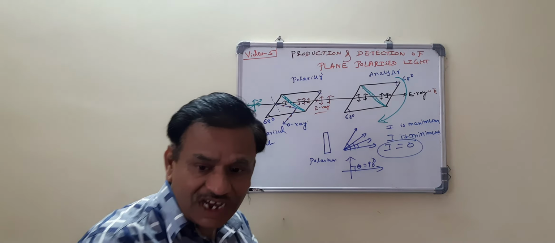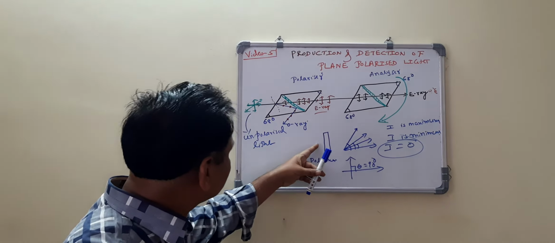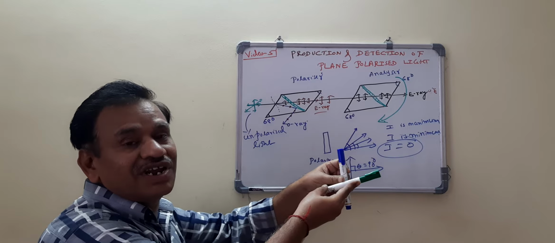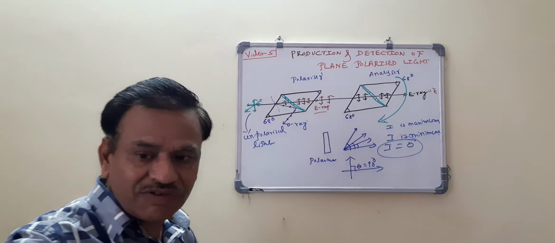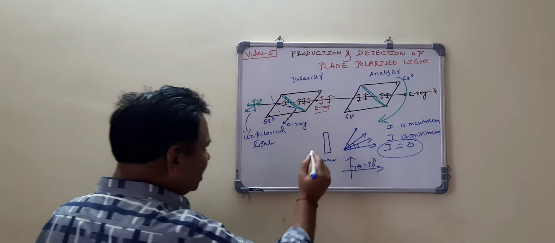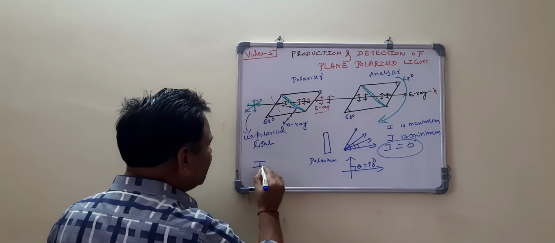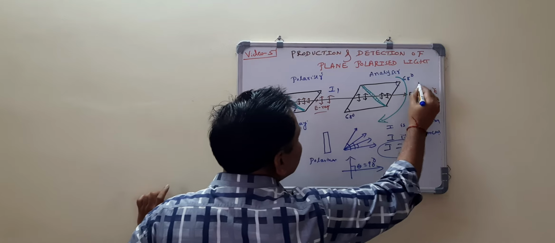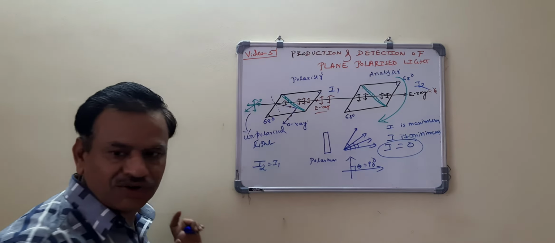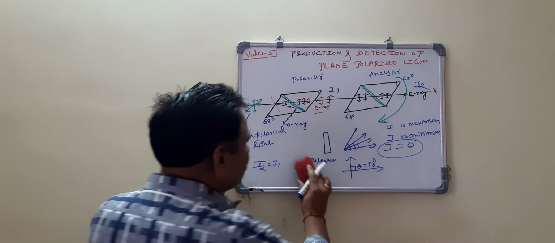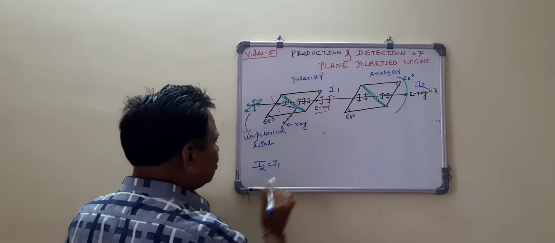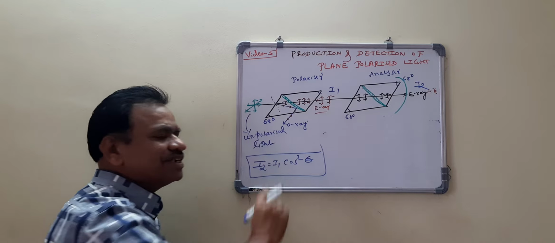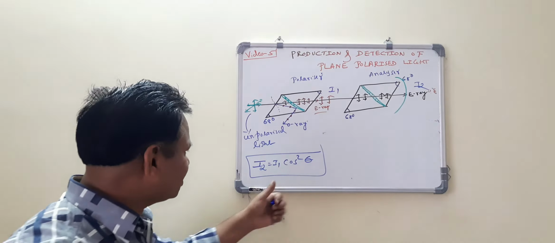When the principal section of this polarizer and analyzer are both how? Perpendicular. Here one more equation is there. The intensity is given by I2 equal to, where this is the intensity I1 and this is the outgoing intensity I2. I2 equal to I1 into what? Cos square theta.